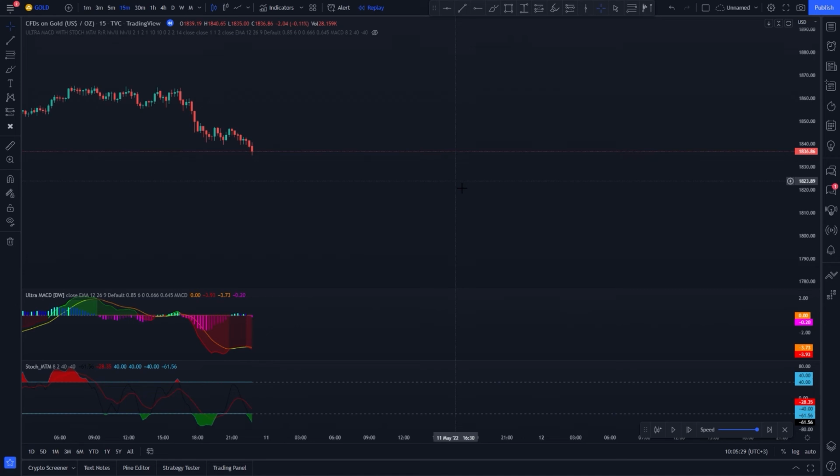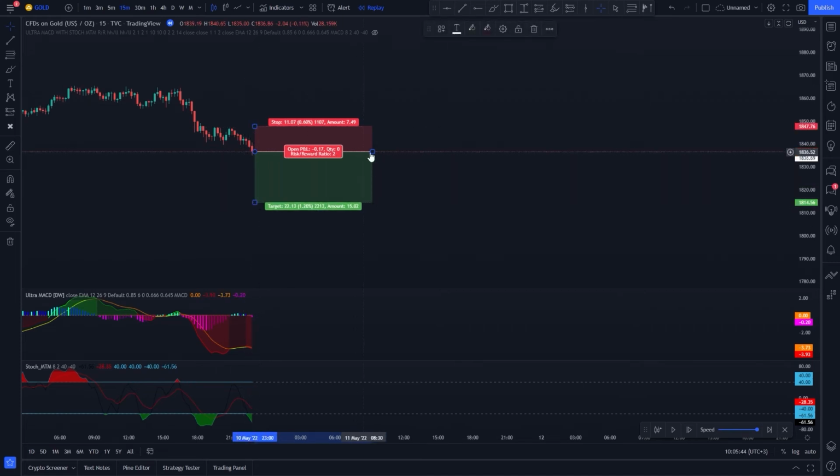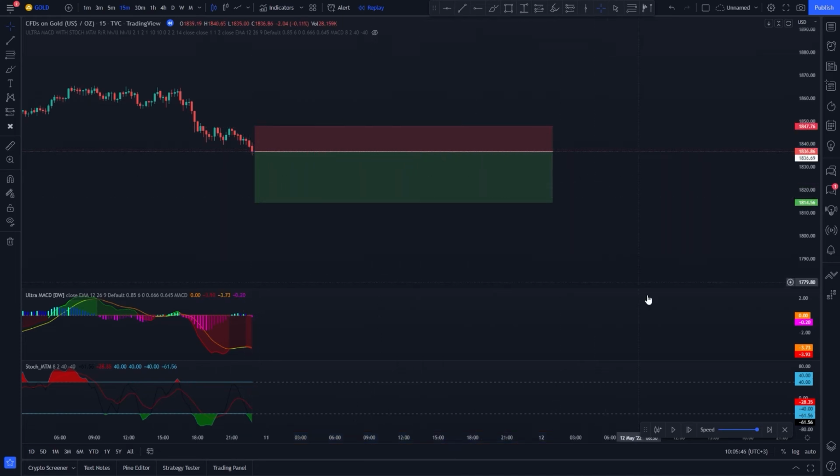Here all conditions are fulfilled. Stochastic momentum is oversold, bearish candle, Ultra MACD is below the zero level and red. We can go ahead and take a short position. Our stop loss must be above the recent higher high, and the risk to reward ratio will be 2.